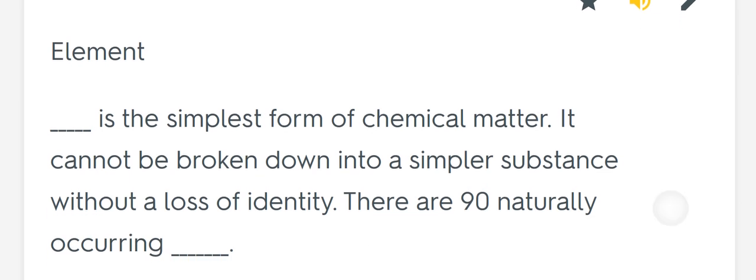Element. An element is the simplest form of chemical matter. It cannot be broken down into a simpler substance without a loss of identity. There are 90 naturally occurring elements.